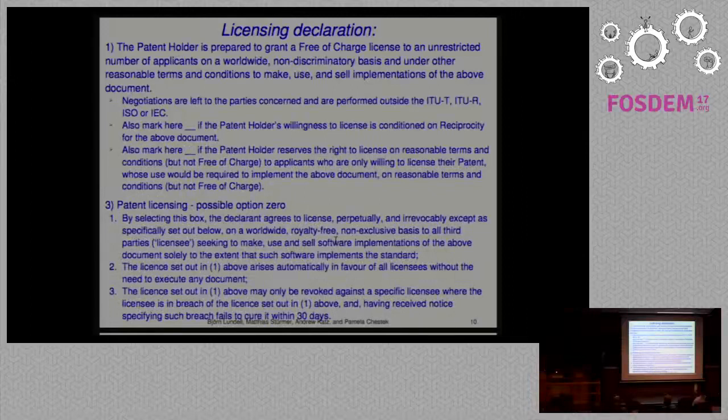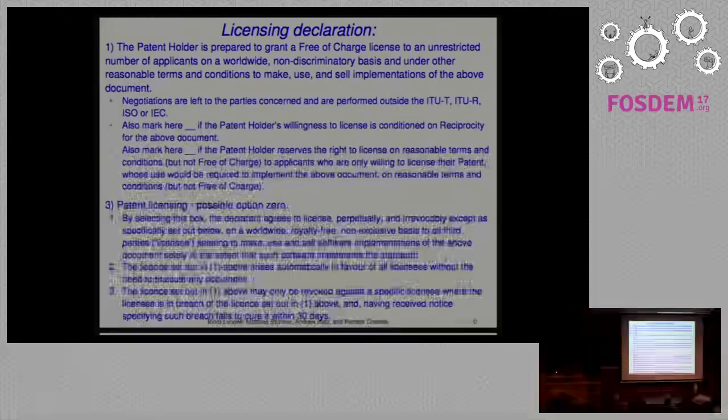So if a declarant selects that particular option, then it's open for anyone wanting to implement that standard in software to approach the declarant to say, can you let me have a license? And then you're into a process of the declarant either responding or not, then providing a draft license, then you have to analyse the license and find out whether it's compatible, etc.